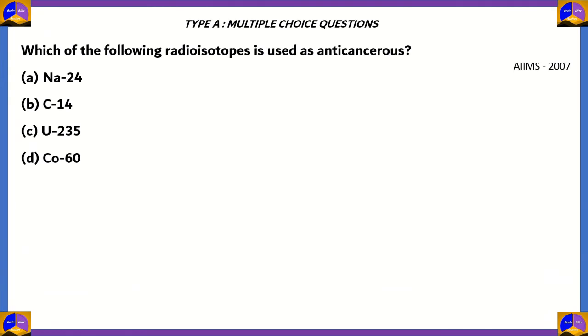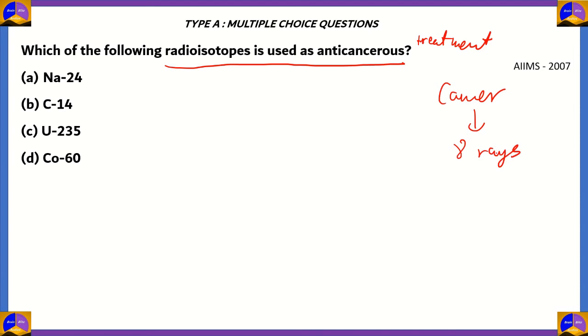Now, this is the next question. Which of the following radioisotopes is used for anti-cancerous properties? So it is used as an anti-cancerous treatment. One of these isotopes is used as anti-cancerous treatment, and you need to find out which one. To treat cancer, we usually use gamma rays to kill cancer cells. So one of these four options must produce gamma rays.